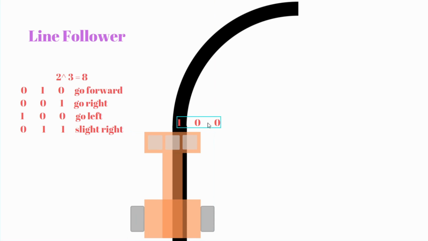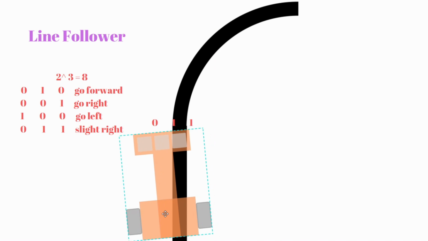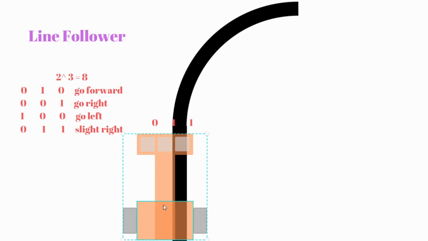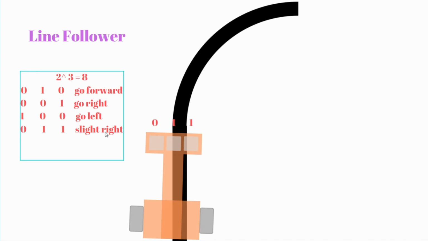So when it's in the middle, it will have 0, 1 and 1. This way both of them are on, so we only have to rotate a little bit. Earlier it was 0, 0, 1 and we had to rotate a lot. Now it is 0, 1, 1, so we have to rotate a little bit. So that is slight right. The same way we will have 1, 1 and 0. So this will be slight left.